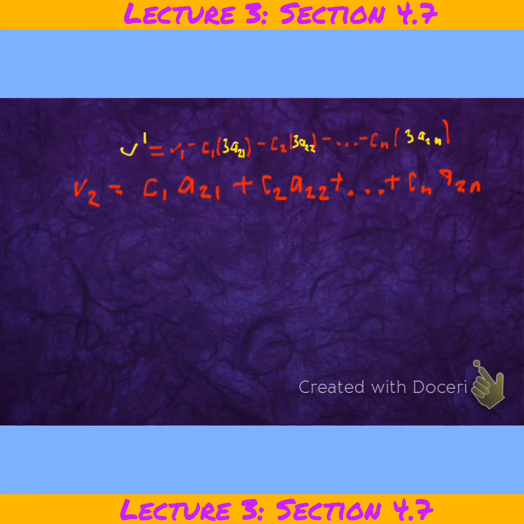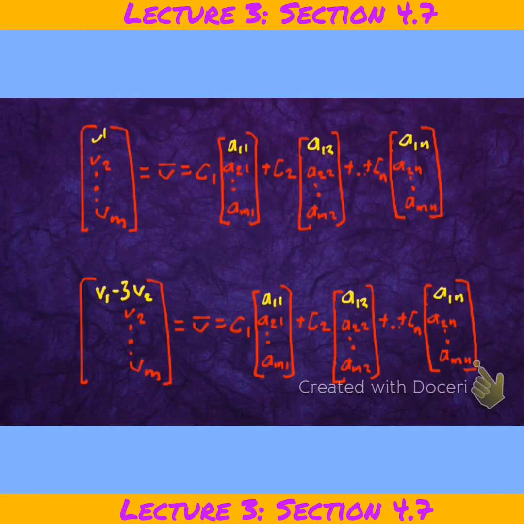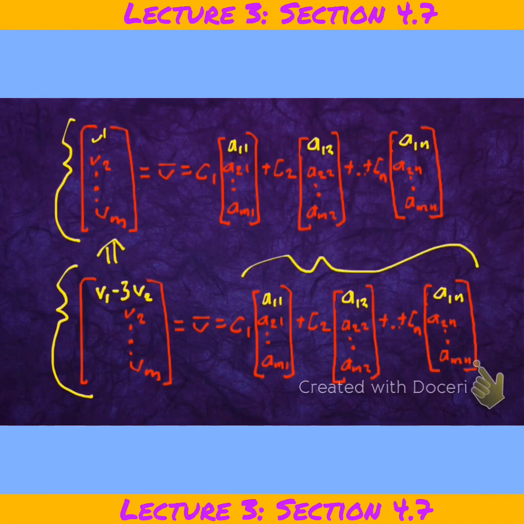Alright, so from there we get that V prime is V1 minus 3V2. So we get that expression there for this vector here. Now please note that this vector, which is that vector there, is in the column space of the matrix A, because it's a linear combination of the columns of the matrix A.